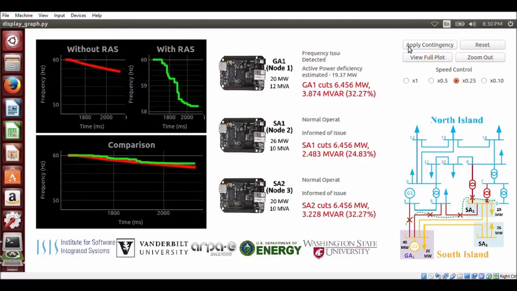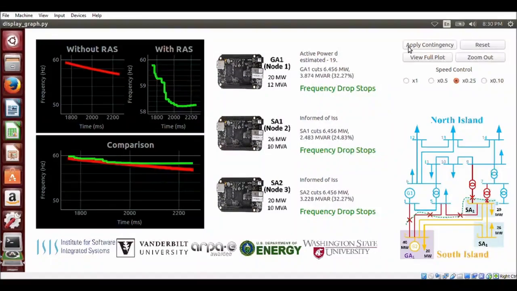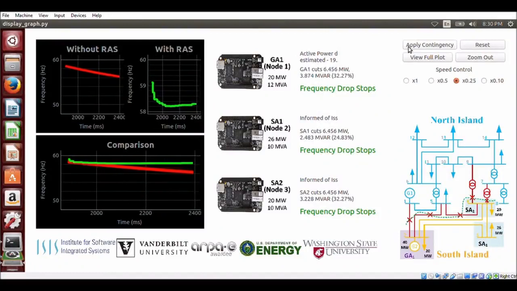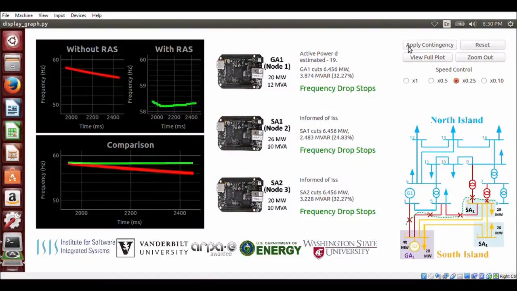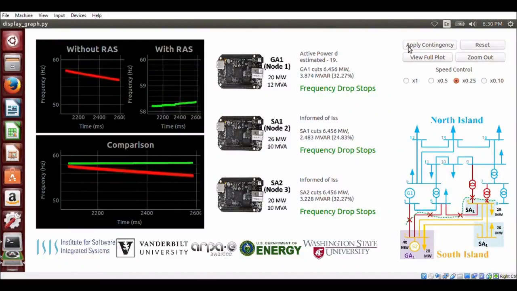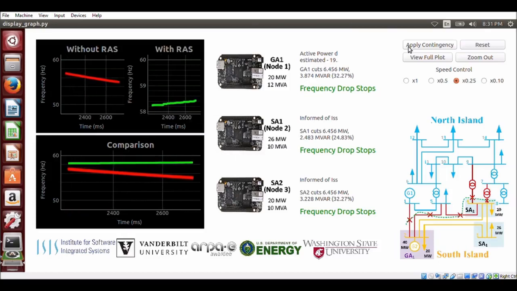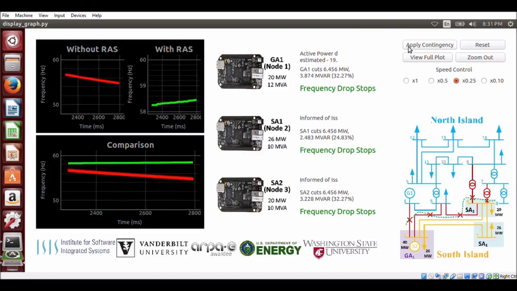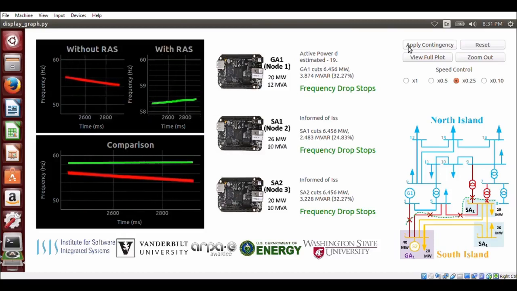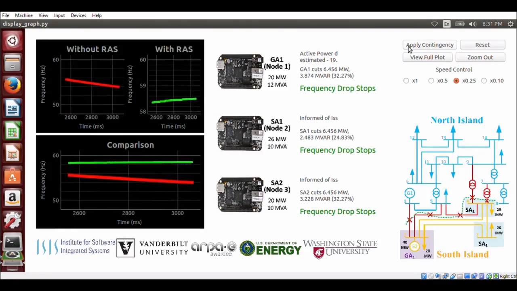The red curve is the dynamic simulation without RAS. The frequency continues to drop, leading to the system collapse. The green curve is the dynamic simulation with RAS. The frequency decline stops at 3.02 seconds by shedding 19.37 MW and 9.58 MVAR, respectively. In this study, the secondary control is not included. Thus, the system frequency does not recover back to 60 Hz.